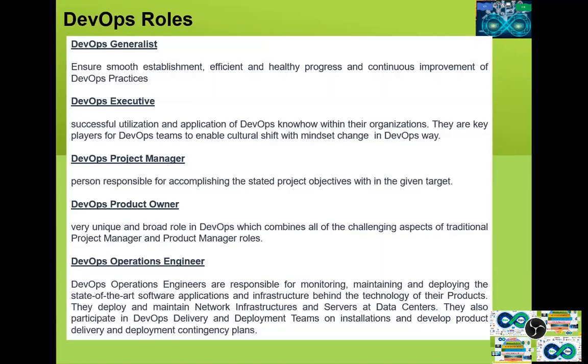Then you have the DevOps executive. I don't have to go line by line, right? Successful utilization of applications within the organization, executive. We have the project manager, DevOps product owner, right? Operations engineer. So this is the traditional DevOps engineer role, who is looking after the pipeline, infrastructure automation, the server aspect, and likewise. So different roles are there.